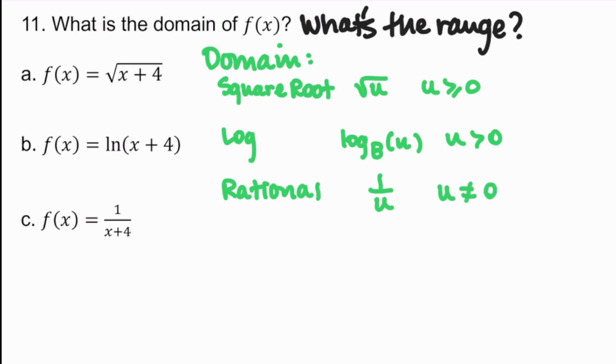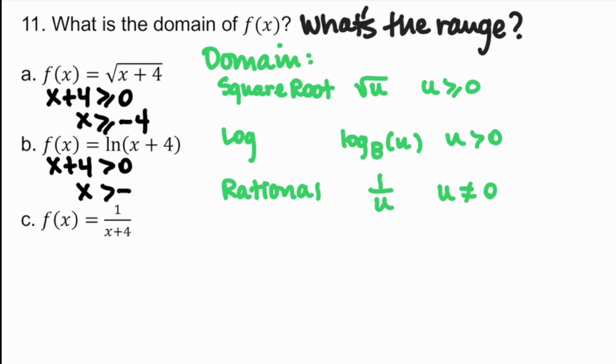So for the square root one, I'll look at this and say, all right, x plus 4 is on the inside of the square root, so that needs to be greater than or equal to 0. If that's true, then x is greater than or equal to negative 4. For a natural log, that's the same as any other type of log. The argument, the thing on the inside, needs to be greater than 0. So x is greater than negative 4.